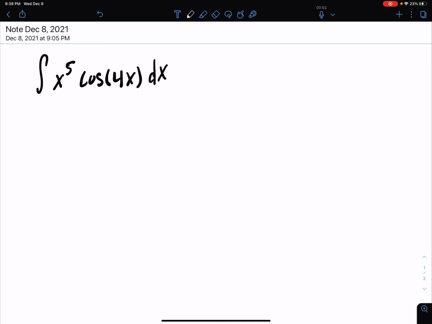Now you could choose to do integration by parts and choose a u and a dv. Now that is going to take quite a while just because of the variables that we are given. So instead what we're going to do is choose the easier way, which is the tabular method.